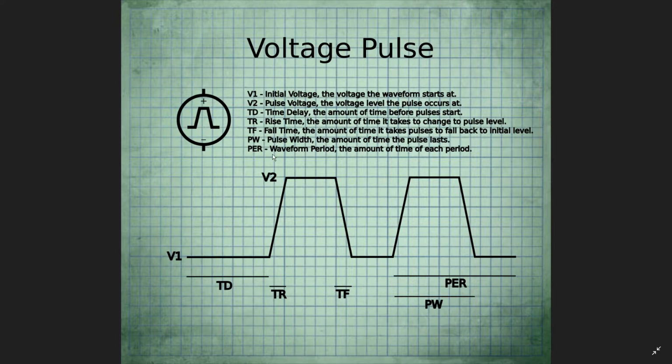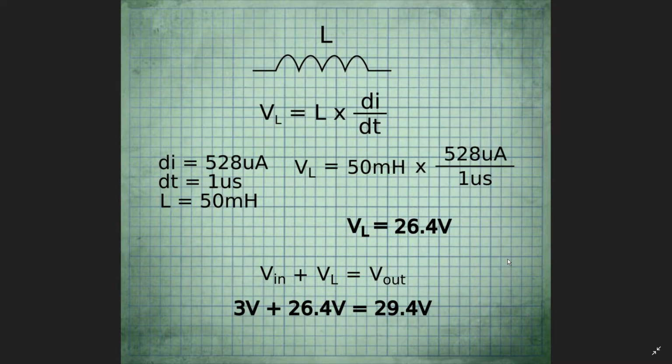And period is the period of the waveform. So depending on what frequency you're running it at or what you set it at, it's going to be this total length of time between however long the pulse occurs and then however long the pulse isn't there. Hopefully that makes sense. Let me check what I drew next. Oh, yeah.